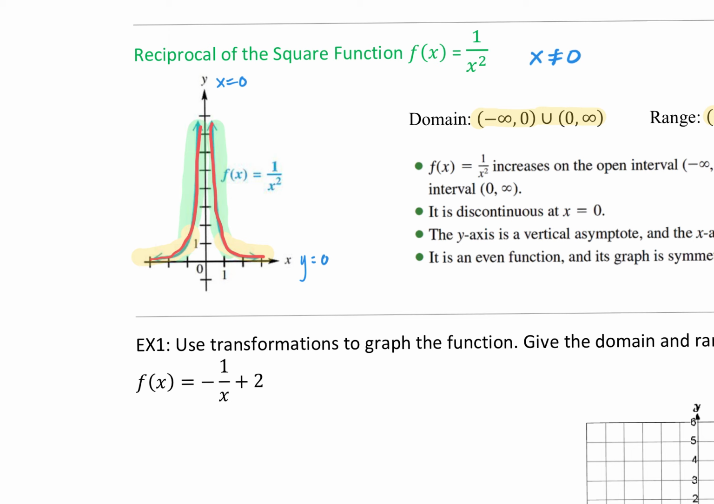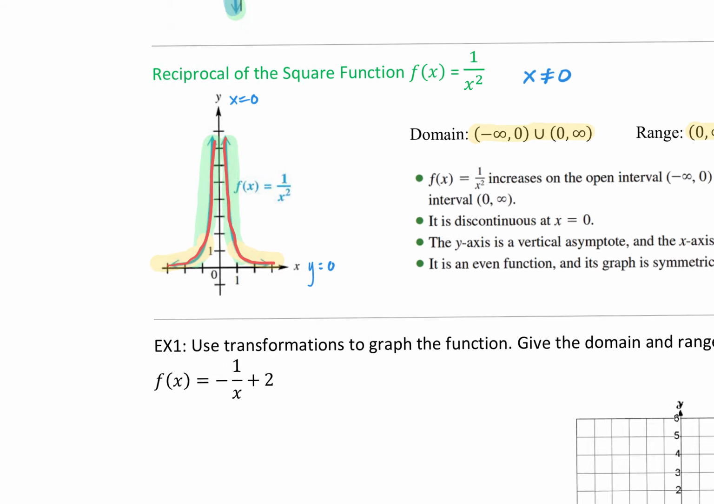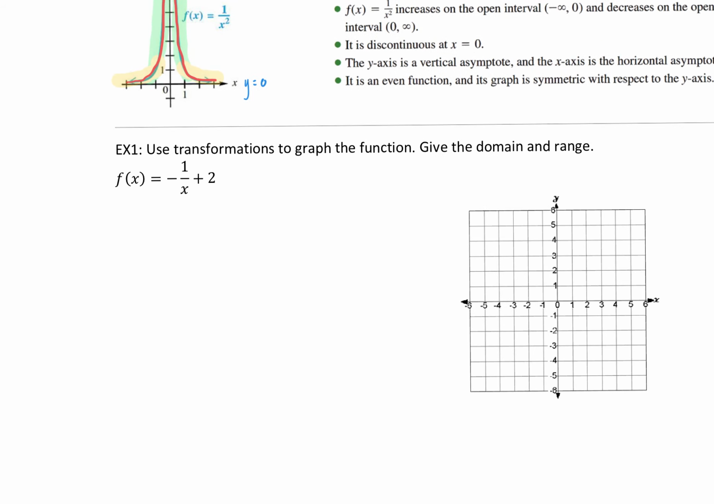This is an even function, and that just means that you see a reflection. If you were to reflect about the y-axis, you would get the same graph, or imagine folding along the y-axis, the two halves would match up. We're going to use these two basic functions and use our prior discussion of transformations to graph 3 different examples. In example 1, we want to use transformations to graph this function, and then we're going to give the domain and the range.